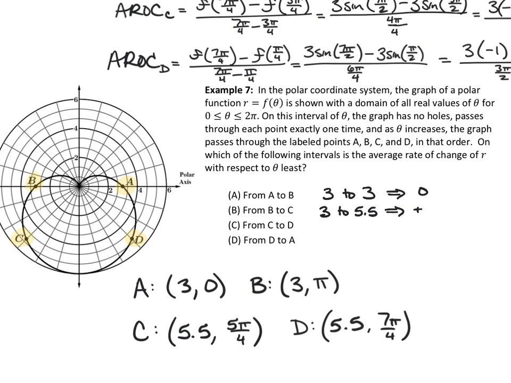From C to D, I went from the radius of 5.5 to a radius of 5.5. What would be the average rate of change there? 0. From D to A, I went from 5.5 to 3. What do you think I should put there? A negative. Remember, this question is asking you on the following intervals, which is the least? What's going to be the smallest number up there? The negative. This is the correct answer. Because it's the least change we would have.